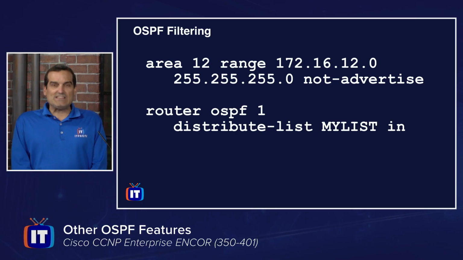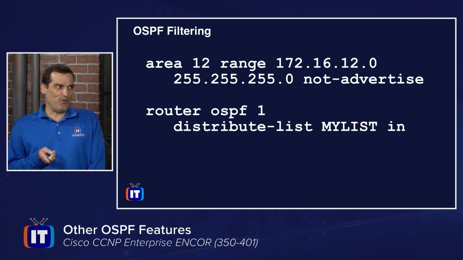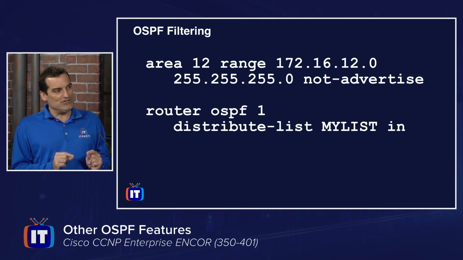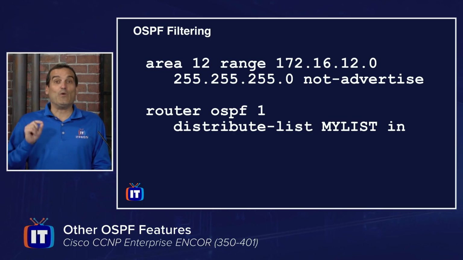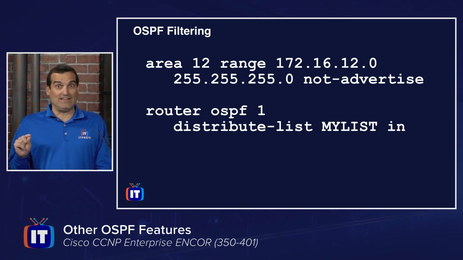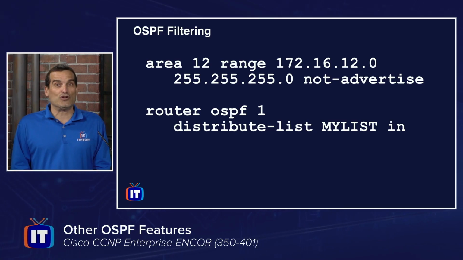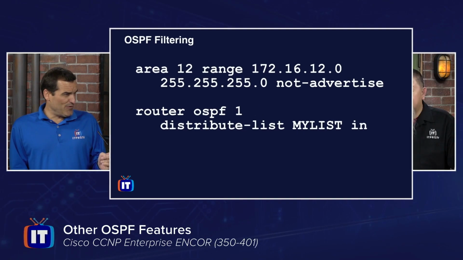So the first one we see, I have to admit, if I knew this trick at some point in my life, I forgot it. Okay. I really did forget this trick. Watch this. We use that area range command again, Ronnie, but we actually use it in a really interesting way. We give a specific prefix and then we add the keyword not advertise. All right. Had you seen that one? I have not seen this one before.